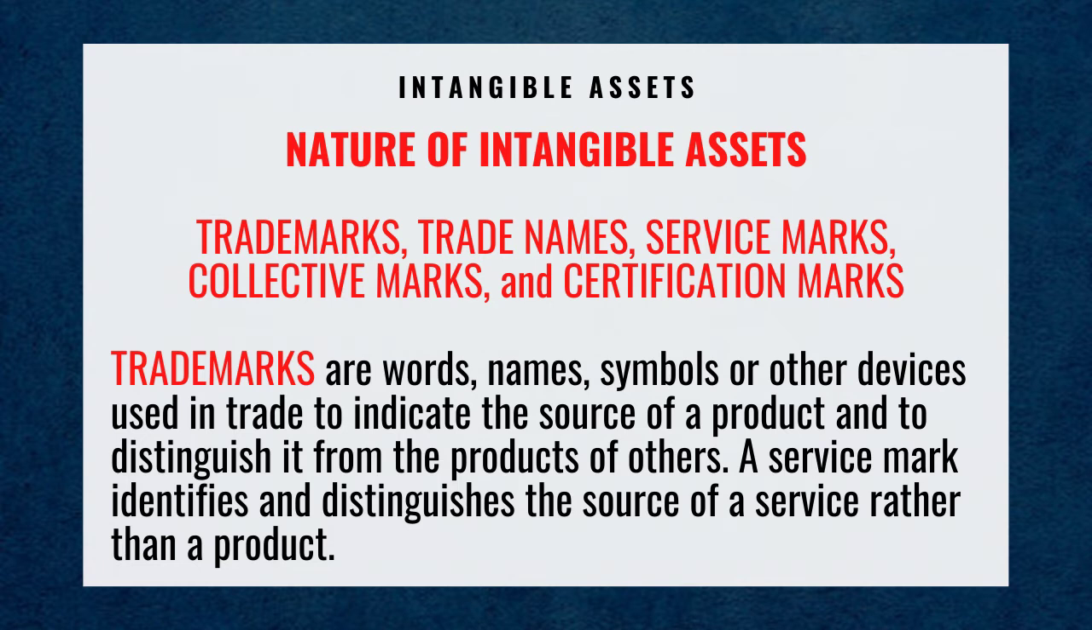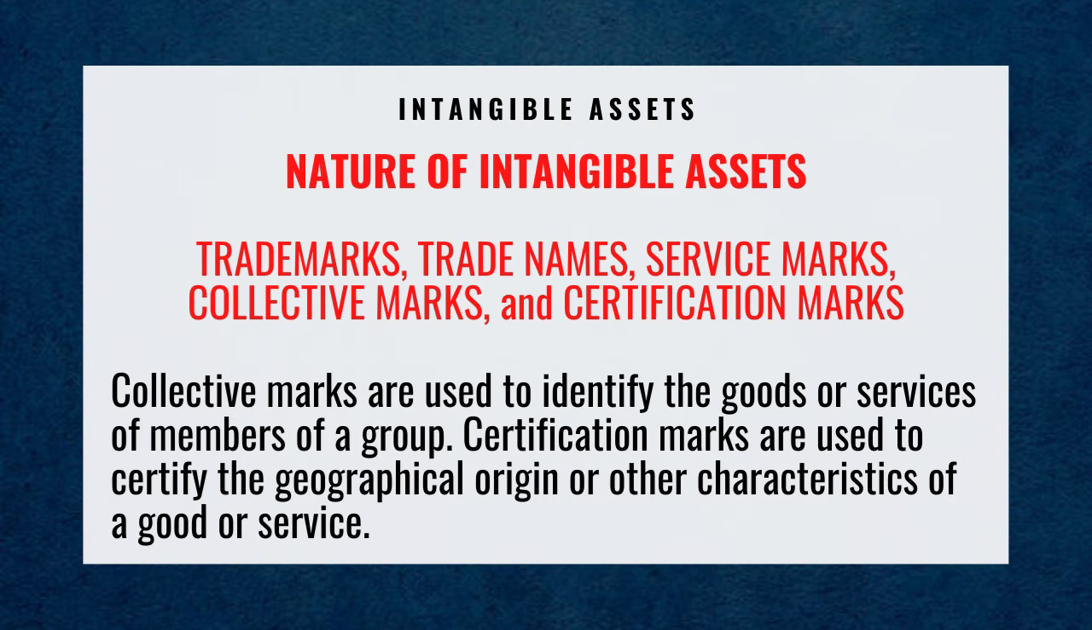Trademarks, trade names, service marks, collective marks, and certification marks. Trademarks are words, names, symbols, or other devices used in trade to indicate the source of a product and to distinguish it from the products of others. A service mark identifies and distinguishes the source of a service rather than a product. Collective marks are used to identify the goods or services of members of a group. Certification marks are used to certify the geographical origin or other characteristics of a good or service.